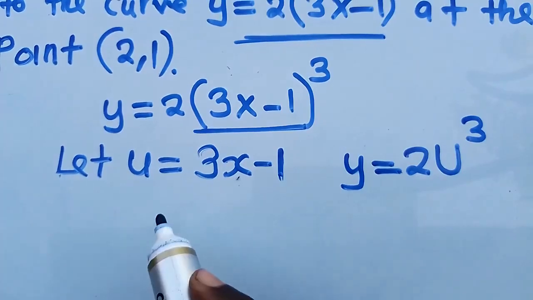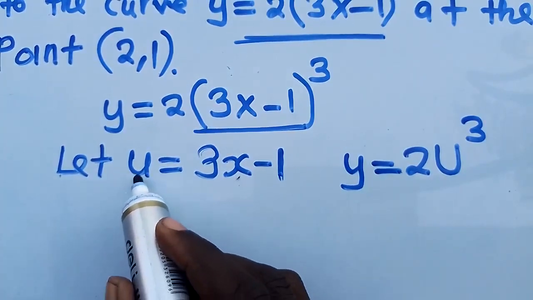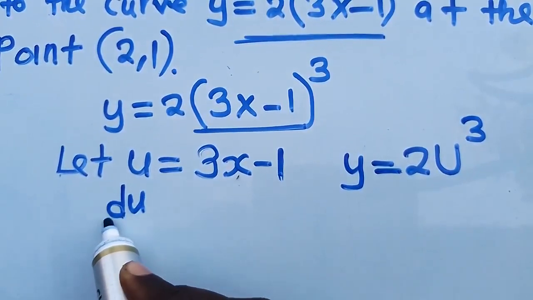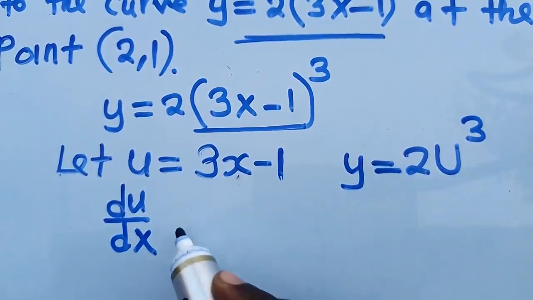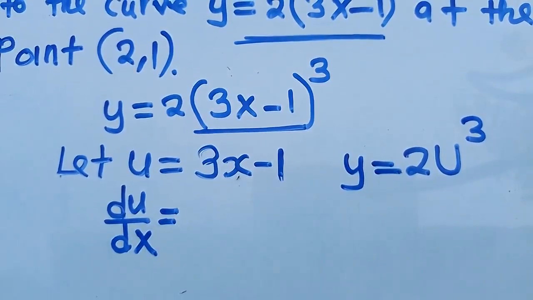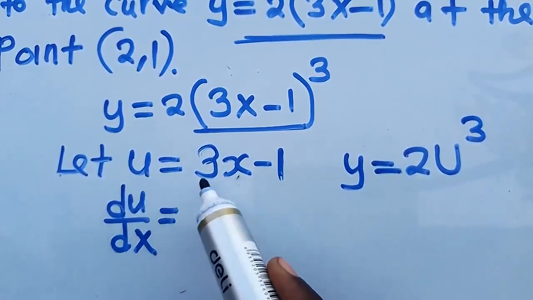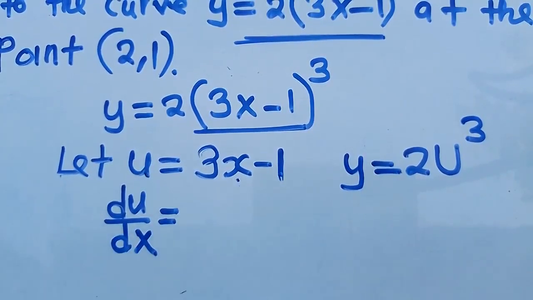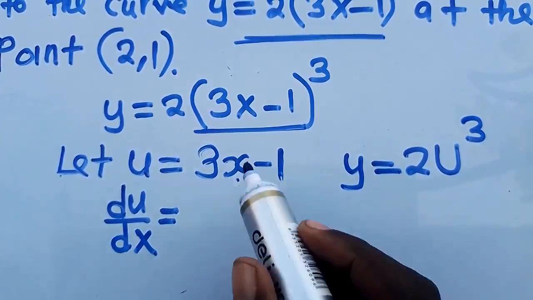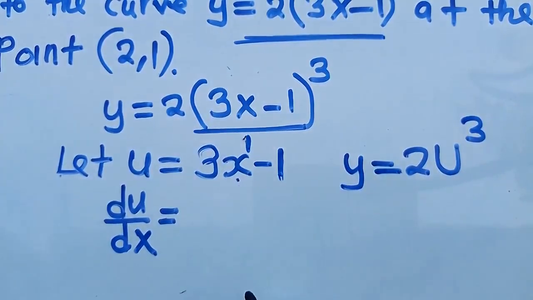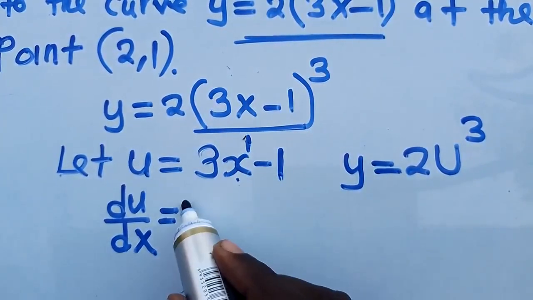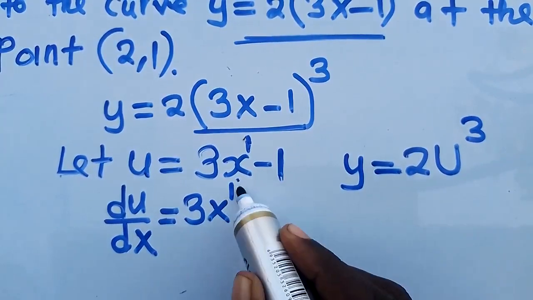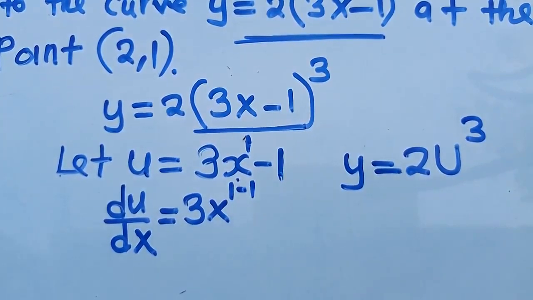So here we are differentiating u with respect to x. So we say du dx, which is equal to. You are differentiating u with respect to x. So how can you differentiate this? We are having the power 1 there. So you say 1 times 3. You've got a 3, then x like this. Then there it's 1, you say minus 1.